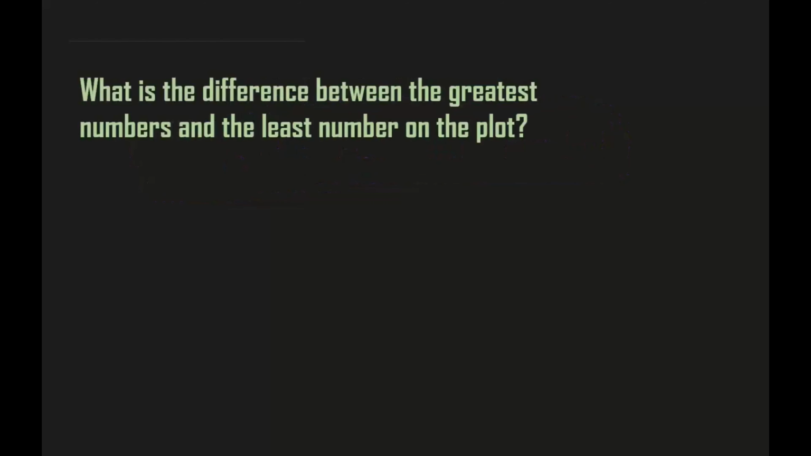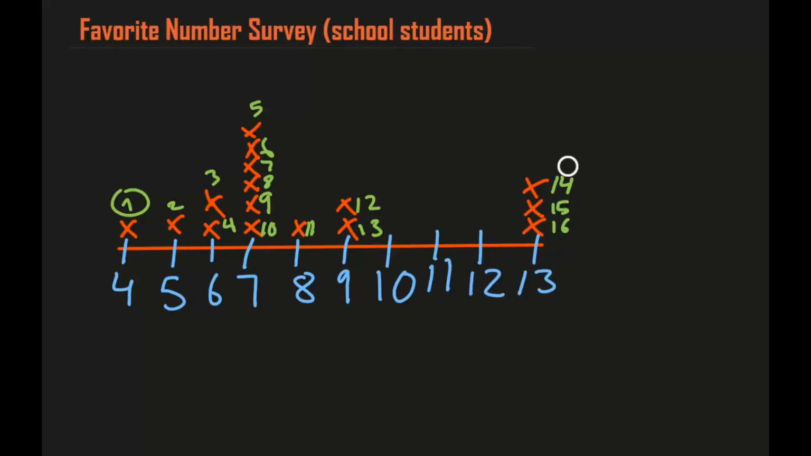Next, what is the difference between the greatest number, not numbers, and the least number on the plot? So if you go back here, you see we have 13 as our greatest number, 4 is our least number. So you're trying to find the difference between those. So try it out.